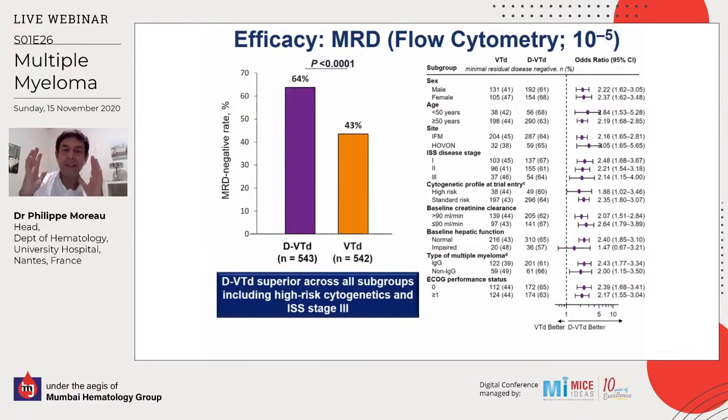And we looked systematically before maintenance at MRD by flow cytometry, EuroFlow, the most recent technique, 10 to the minus 5, on the whole patient population, more than 1,000 patients. And we showed that with DARA-VTD, the MRD negativity rate before maintenance was 64% versus only 43% with VTD. So definitely DARA-VTD is improving the MRD negativity rate.